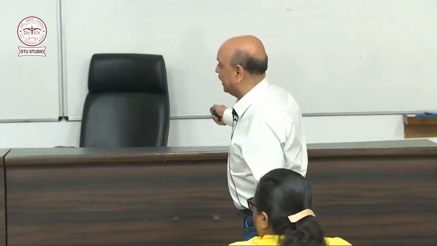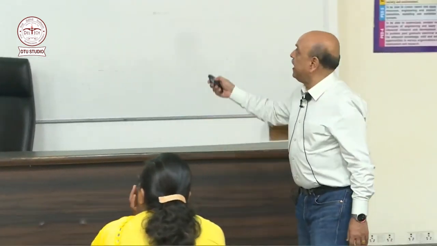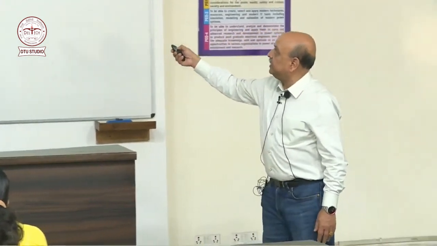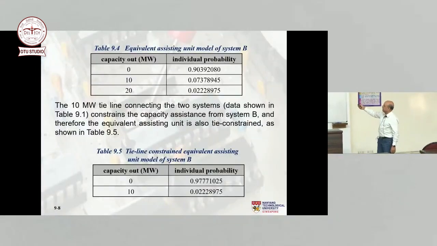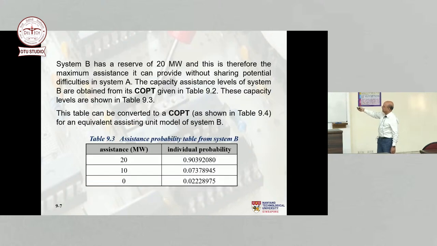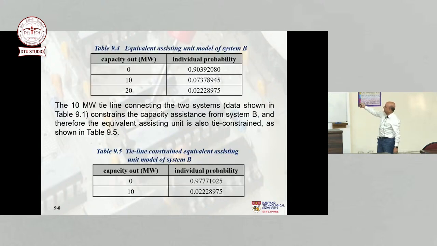So we have the support from system B, which is 20 megawatt available or 0 megawatt out, right? Assistance of 20 megawatt means from system B 0 megawatt out, correct? Assistance of 10 means 10 megawatt out, right? So I'm now writing it in terms of capacity out. And the 3 probabilities are the same, correct?